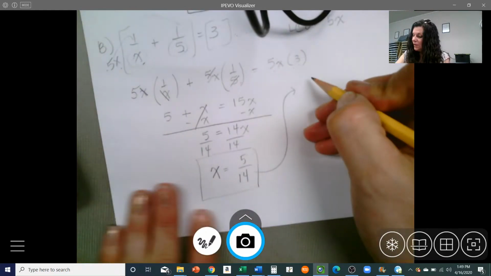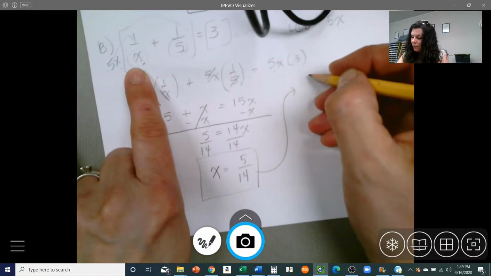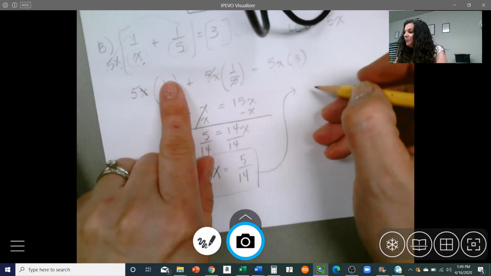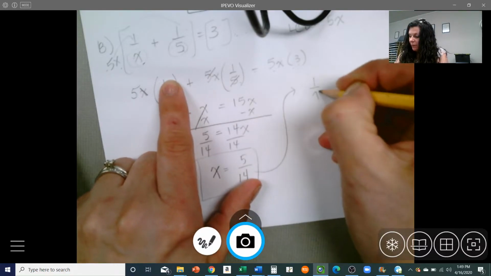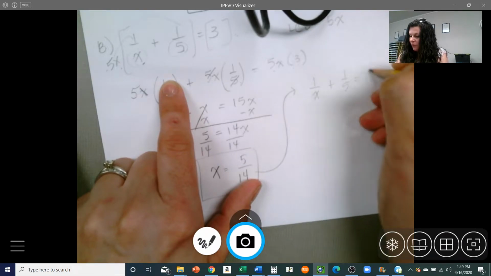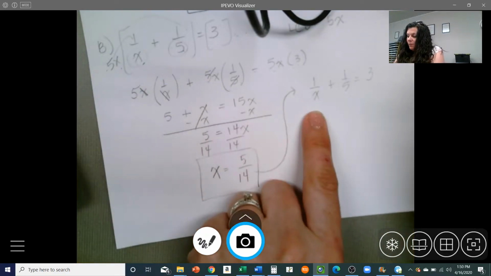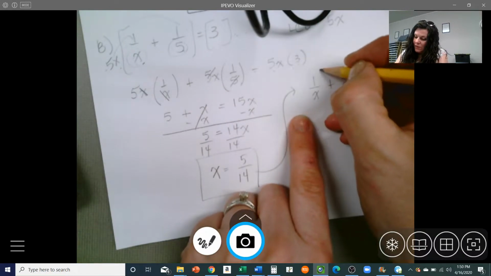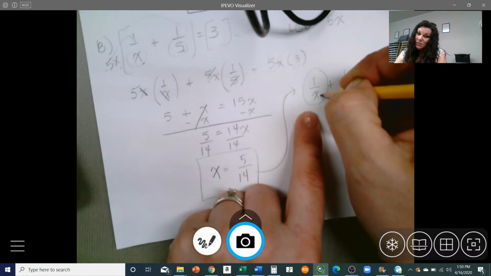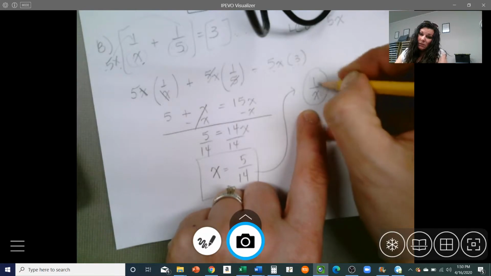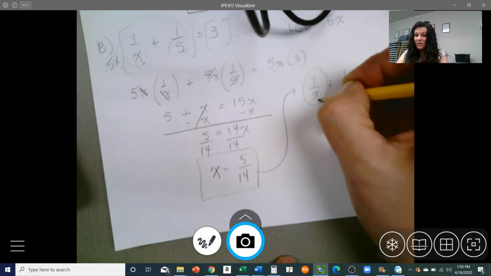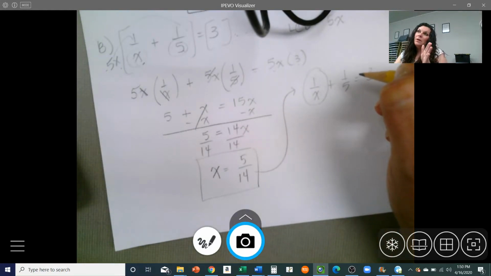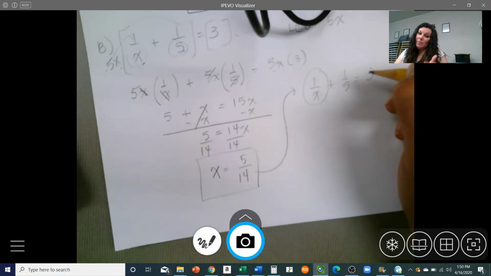Okay, so I'm going to check that answer. So I go up here. Well, I'm going to write it here. 1 over x plus 1 over 5 equals 3. So when you see this, this just means the reciprocal. When I put 1 over that, it means the reciprocal. Because remember, with dividing, this is 1 divided by x. That means I'm doing 1, and I'm multiplying it by the inverse of that.